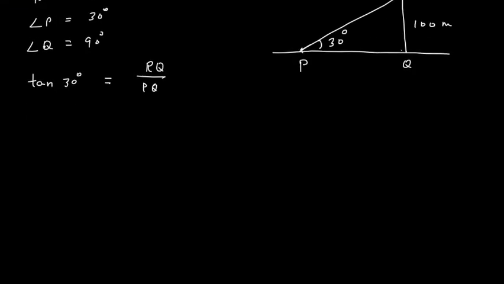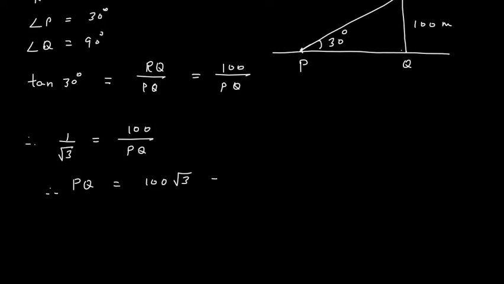So therefore RQ is known. This is 100. This PQ is unknown, so I will write this as PQ only. So here tan 30 is 1 upon root 3 equals 100 upon PQ. Now we cross multiply, so we will get PQ equals 100 root 3. This is 100 into 1.732. You multiply by 100, so you will get 173.2 meter.